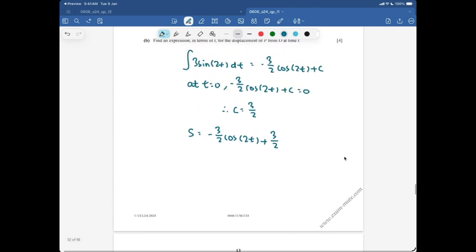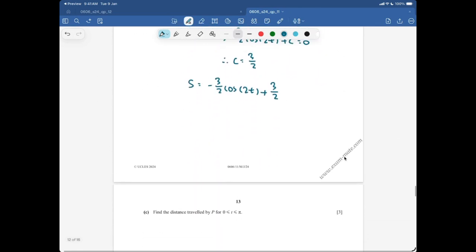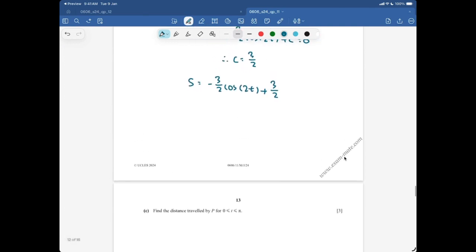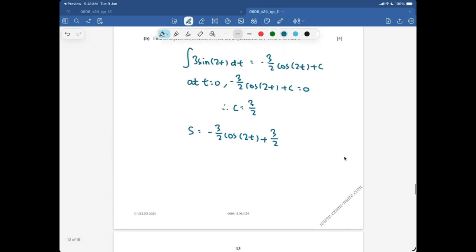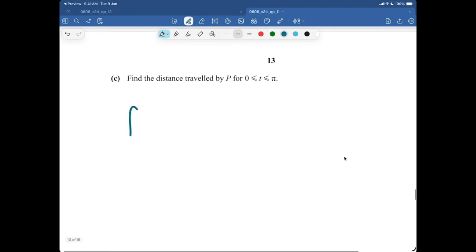So find the distance. I have to be careful because distance and displacement are separate quantities. Here we're talking about displacement. We cannot just sub in 0 and pi. We have to instead split it up into segments. So the first segment is when it is traveling to the right. So it is from 0 to pi over 2.